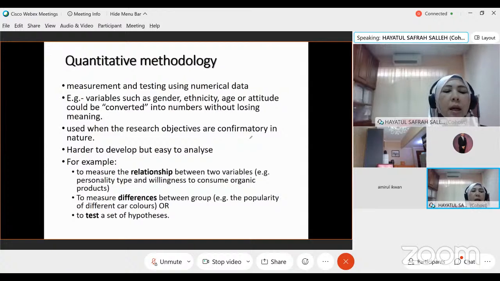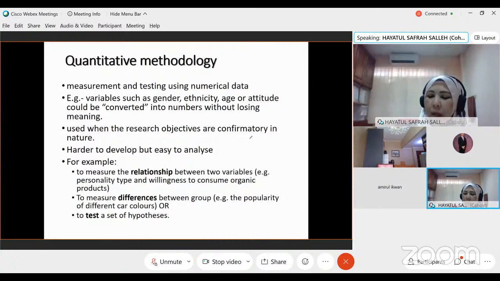And lastly is to test a set of hypotheses. In our study, normally we will do this. We have a few hypotheses in our studies, and to test those hypotheses, we normally use quantitative methodology. We will discuss all this later in the next slides. I hope you understand up until this slide.